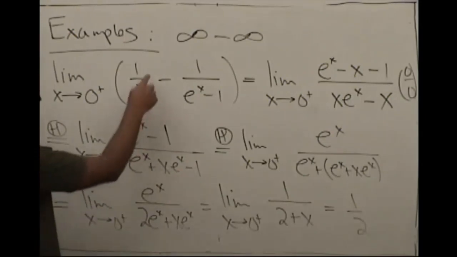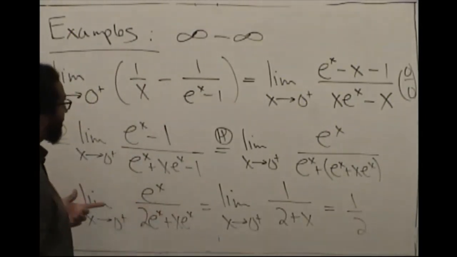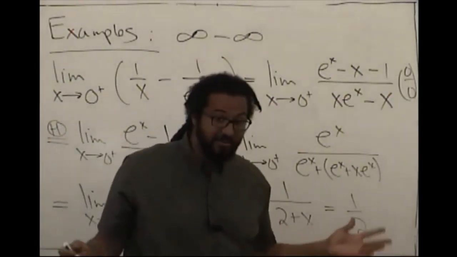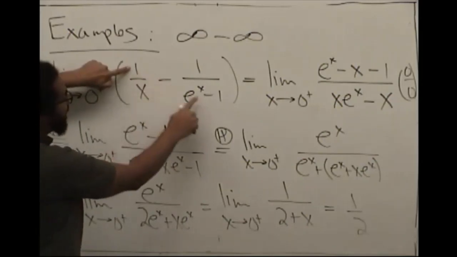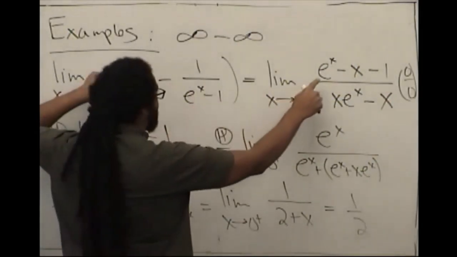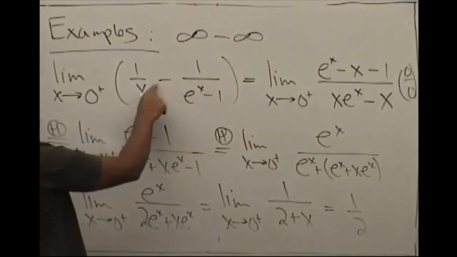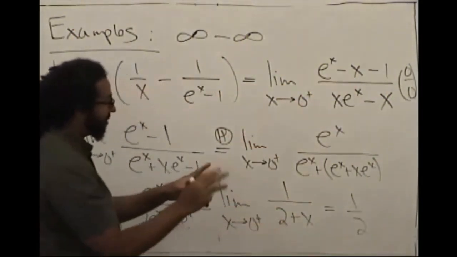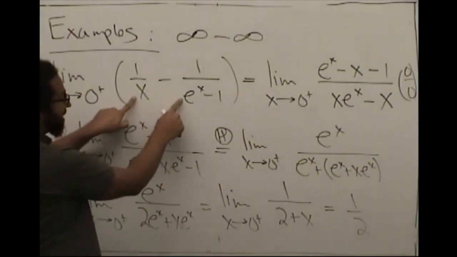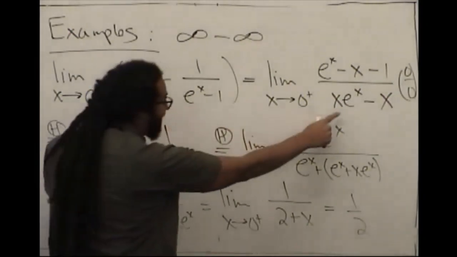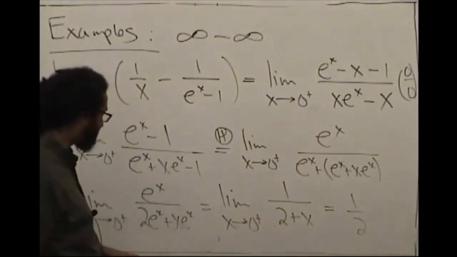So why don't I try to combine these two fractions using the old bow tie method, or common, whatever, least common multiple, whatever you're comfortable with. So to write this as a single fraction, it's 1 times e to the x minus 1, which is just e to the x minus 1, and then minus x. So minus x. I just rewrote the order a little bit. And then I want to divide by the product of these two things. So x times e to the x, and then minus x times 1, which is just x.